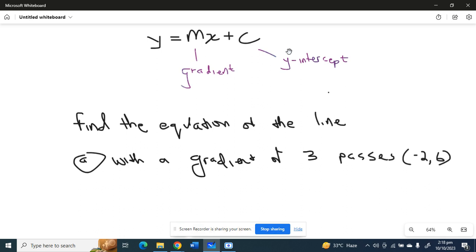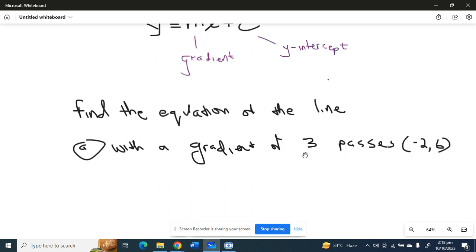So now there are three ways to find the equation of a straight line. All right, today what we're going to be looking at is the gradient point form. That's the first way that we're going to be using. In that format, you will usually be given the gradient of the line and the point the line passes. So here is an example. Find the equation of the line with a gradient of 3 that passes through the point -2 and 6.